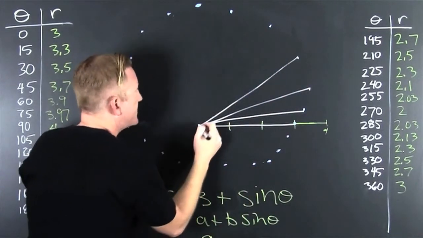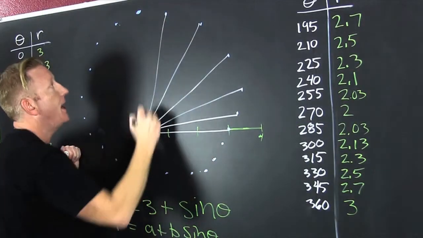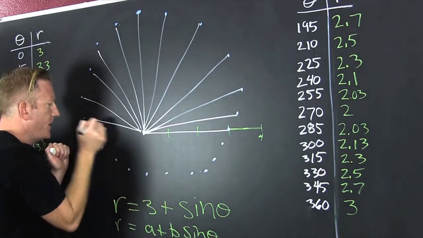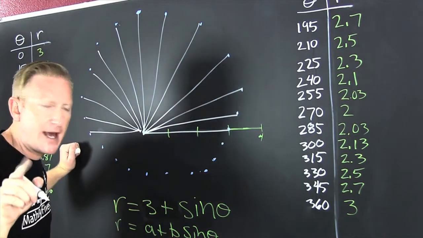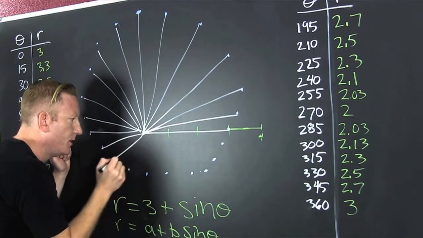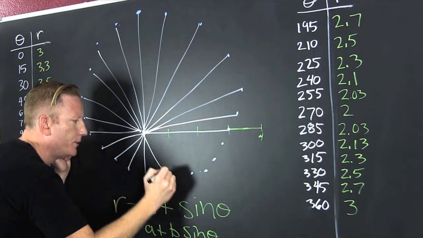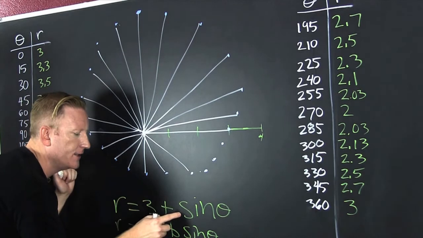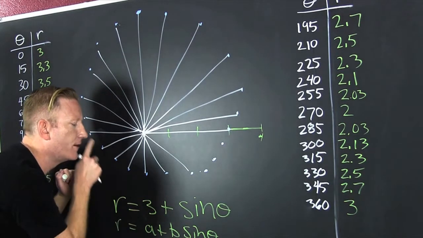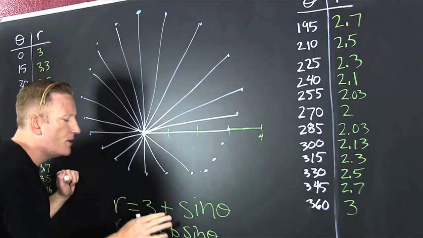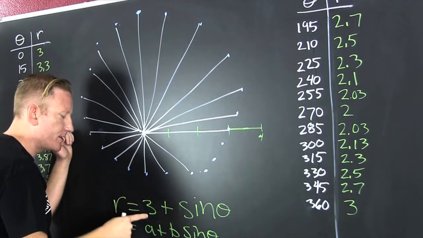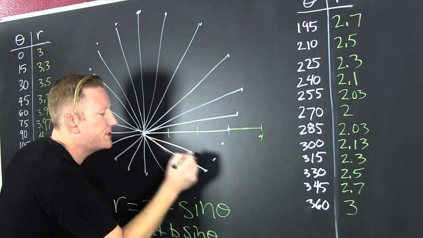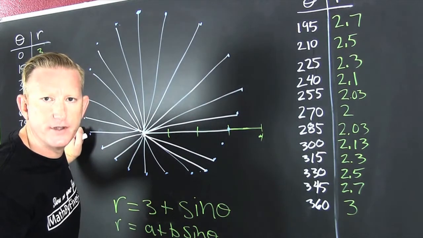45 degrees, 3.7. And then here's where the flattening happens. Down here, boom, boom, boom. Why? When the sine is negative, when it's below the line, the sine is negative and it's subtracting from 3, and all of these values are smaller than 3. When the sine is positive up here, it's adding to 3, and all of these values up here are bigger than 3. And that's why we see a flattening of the circle.